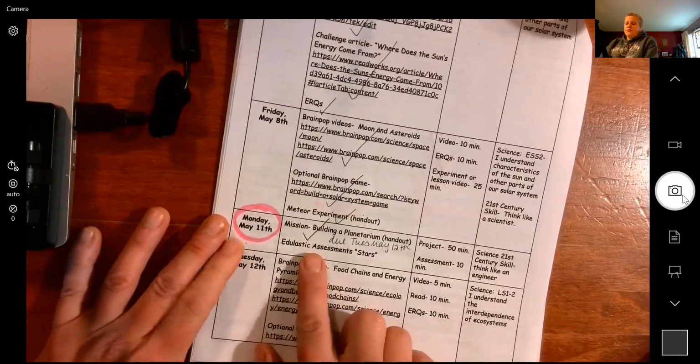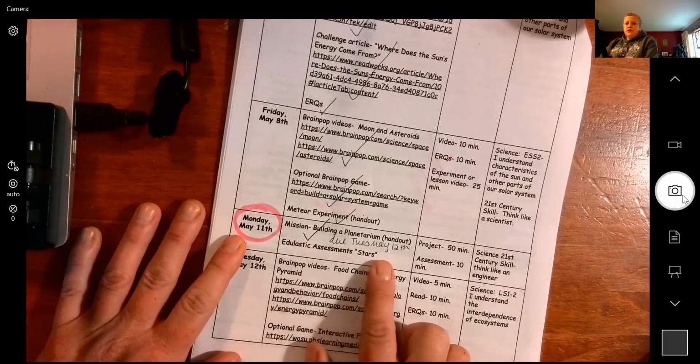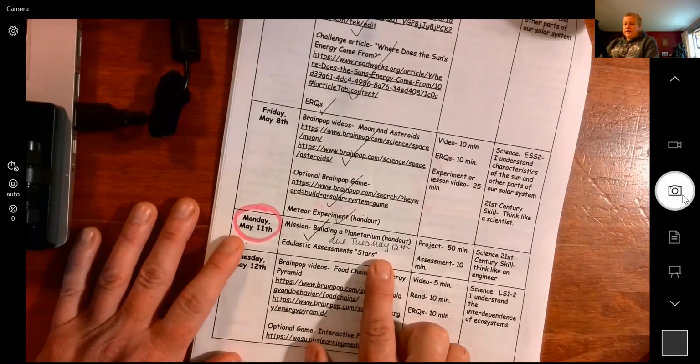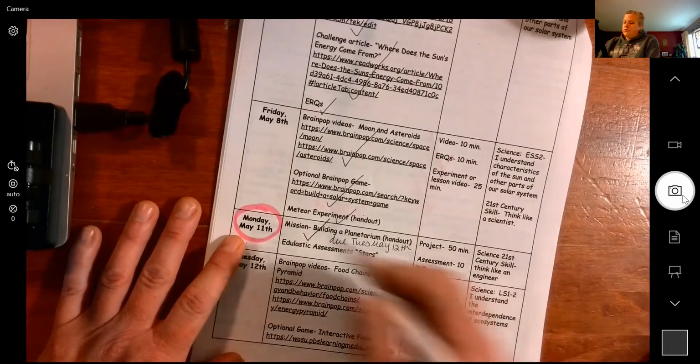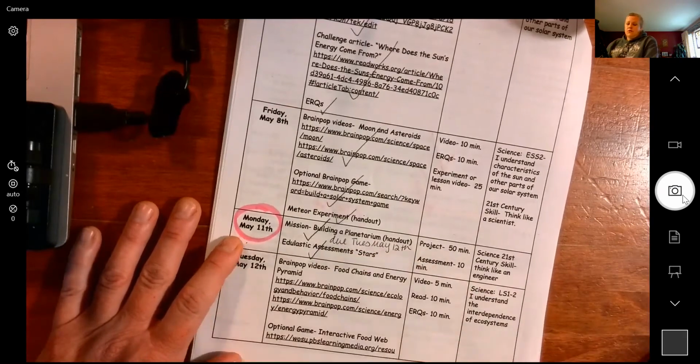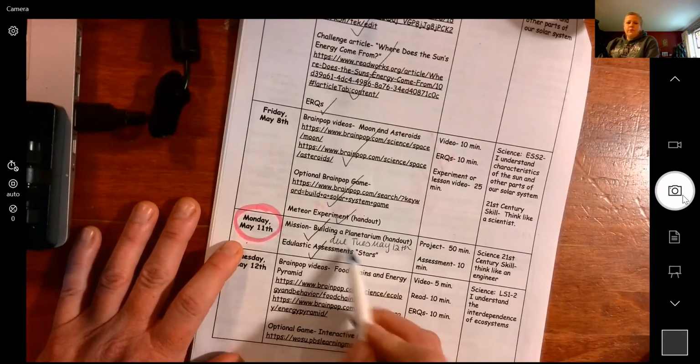Your assignment for today is to make sure that you have your planetarium done for tomorrow. So that's your main focus for today. And then I'm going to post your Edulastic assessment on stars. All right, and you probably have already finished your planetarium.